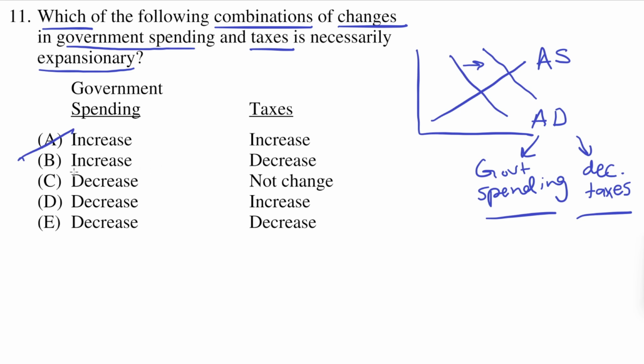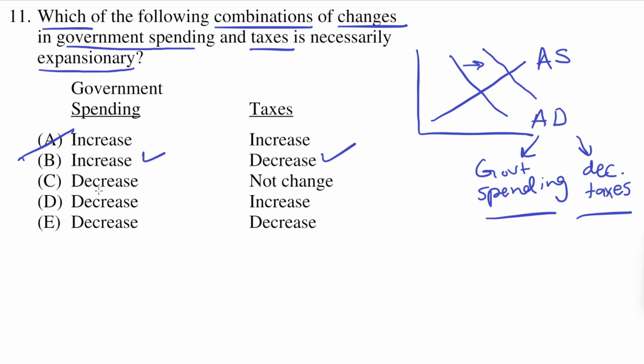B says increase in government spending and a decrease in taxes. This is good because an increase in government spending is expansionary since government spending is included in aggregate demand, and a decrease in taxes also increases aggregate demand because people can buy more goods and services. So this is likely the correct answer, but let's check the rest.